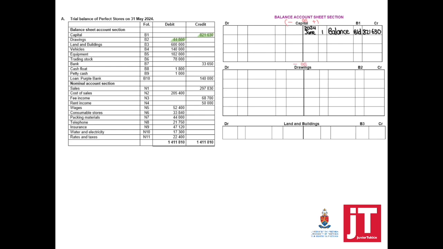Drawings is owner's equity, but plus on the debit, minus on the credit. Or you can study D for debit. Drawing starts with D, D for debit, balance brought down on the debit side. And take note, it's the same as it appears in the trial balance. It appears on the same side. Then we've got land and buildings. It's a non-current asset, balance brought down on the debit side.